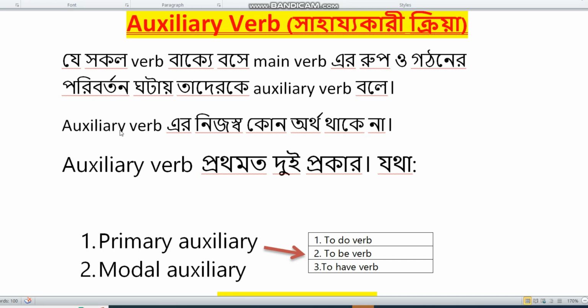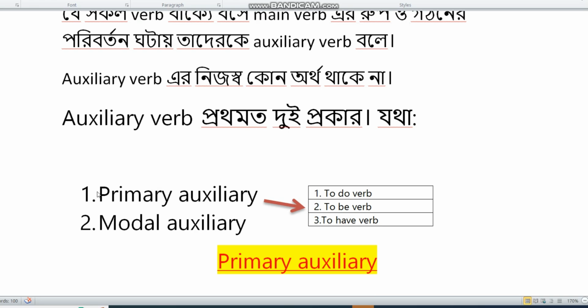So we know there is no meaning of auxiliary verb in a sentence when it is used as auxiliary verb. The only work of auxiliary verb is to help the main verb. I think you understand. So auxiliary verbs are of two kinds here. First one, primary auxiliary verb, and then modal auxiliary verb.